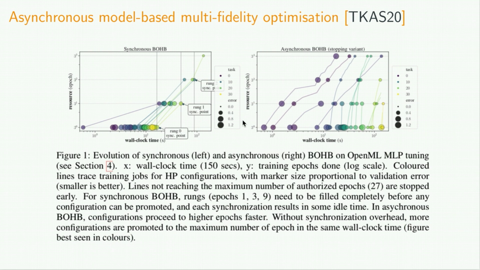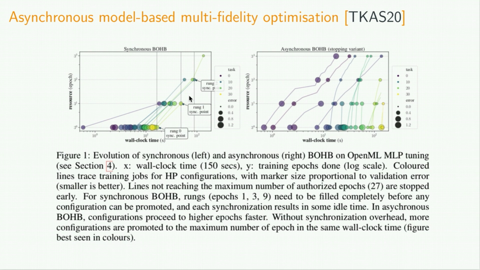And so here we have a comparison between synchronous BOHB based on Gaussian processes and asynchronous BOHB based on Gaussian processes. In both cases, we have a model-based multi-fidelity optimization based on Gaussian processes, but here we have the synchronous variant and here we have the asynchronous variant. What we see is that the different colors correspond to when a certain task or configuration was started, and the size of the circles corresponds to the performance. So the smaller the circle, the smaller the error, so the better the performance.